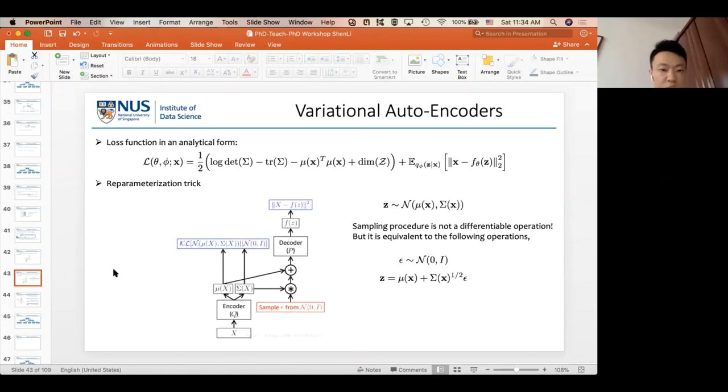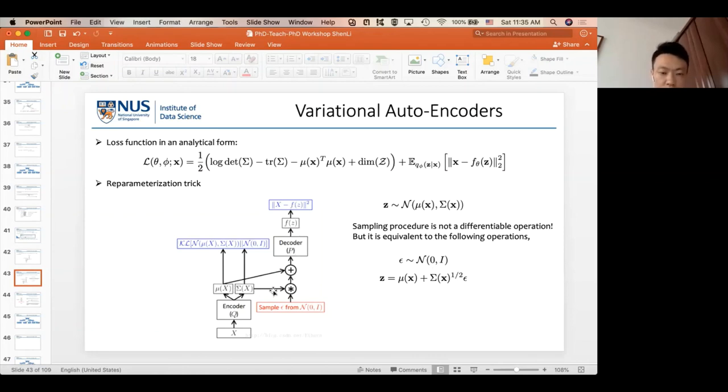But the clever design is the so-called reparameterization trick. The key observation is that drawing from such a distribution is equivalent to first drawing from the noise distribution, and then applying an affine transformation that gives you Z. These two things are strictly equivalent. But the latter one is quite smart, because that allows for the backpropagation.